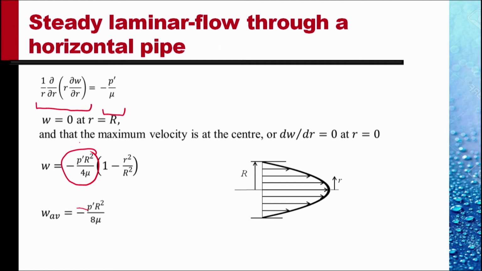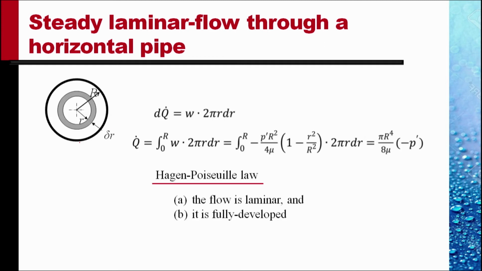The average velocity in the z direction is minus p prime r square by 8 mu. The minus sign is because p prime has to be negative for the flow to take place towards the right. We can find out the volume flow rate like we did before. dq dot is equal to the velocity times the area of the ring, 2 pi r dr, and integrating, we find the volume flow rate as pi r4 by 8 mu into minus p prime.